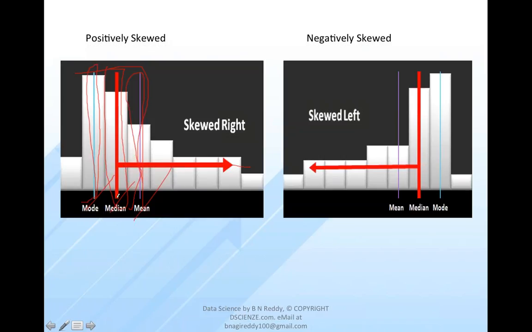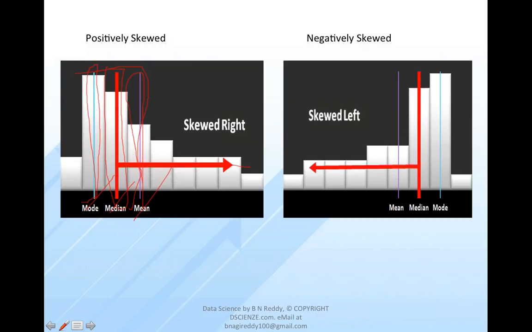Got it. See here, median. Before the median, I got only one value. Before the mean, I got only two values. Most of the values are on the right side here. This is called positively skewed.